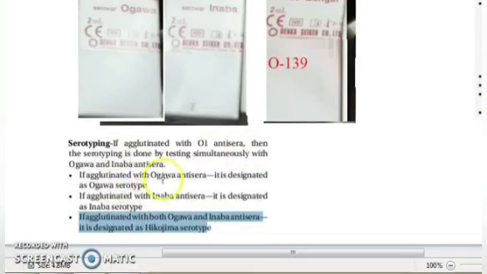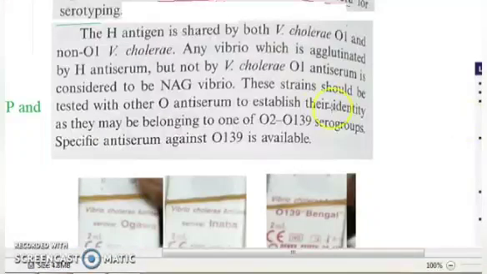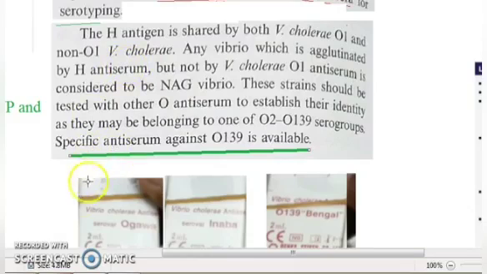Now you can understand here, if it agglutinates with Ogawa antisera, then you will designate it as Ogawa serotype. If it is Inaba, you will designate it as Inaba serotype. And if it is agglutinating with both Ogawa and Inaba, you will designate it as Hikojima serotype. Remember, O139 has a specific antiserum available against it. So you can detect O139 also.